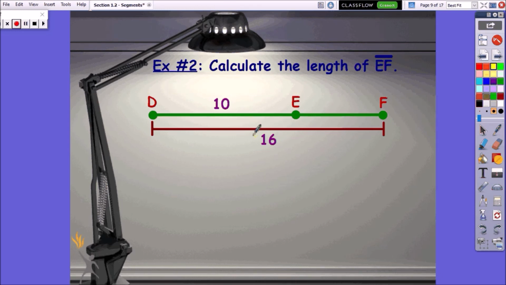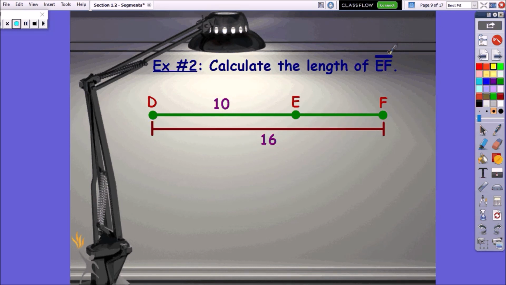And then notice the 16. Sometimes you'll see what appears to be an extra segment, but it's really showing from here at D all the way to here at F. That is a length of 16. So if you ever see a number on a segment, whatever that number is in the middle of, or appears to be in the middle of, like 16 looks like it's roughly in the middle from D to F, that is saying that segment DF has a length of 16.